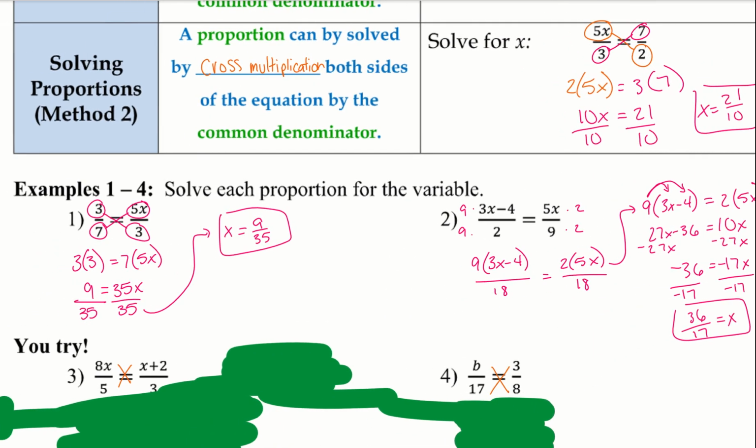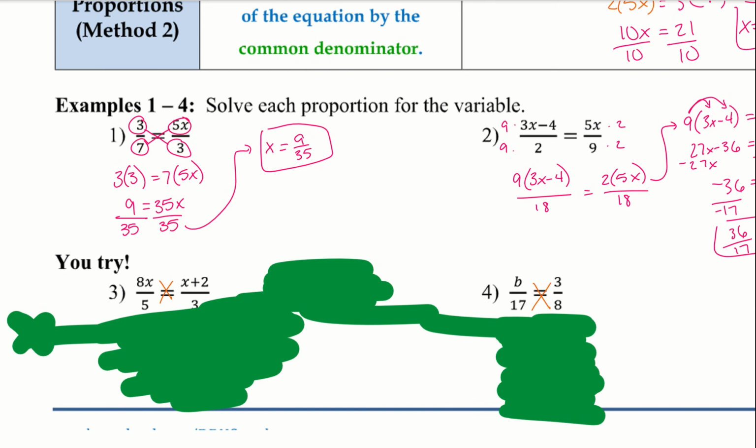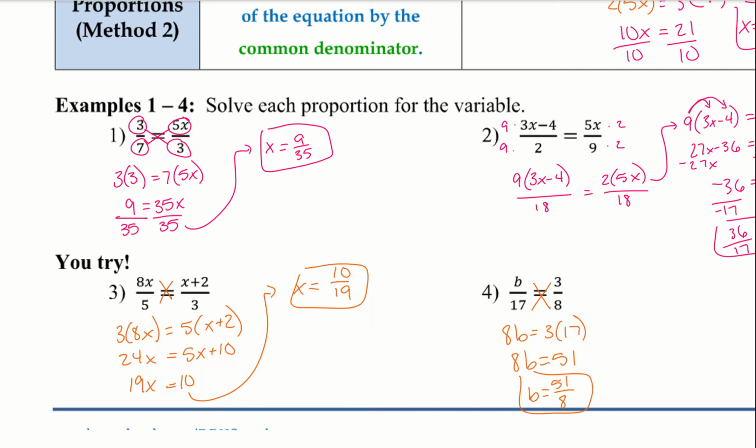Alright, so there are 2 examples. Go ahead and try 3 and 4. I crossed out what I did so that I can still show you the problems. Go ahead and pause the video, try them out, and then in a moment I will show the solutions. Alright, so there are my answers and the solutions. I used cross multiplication for both of them.